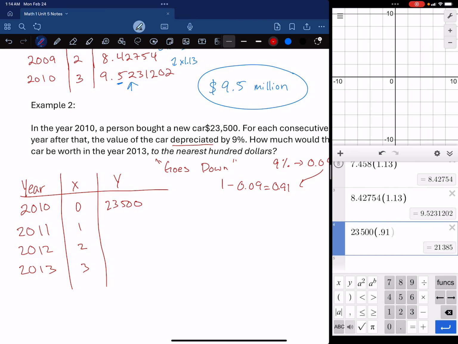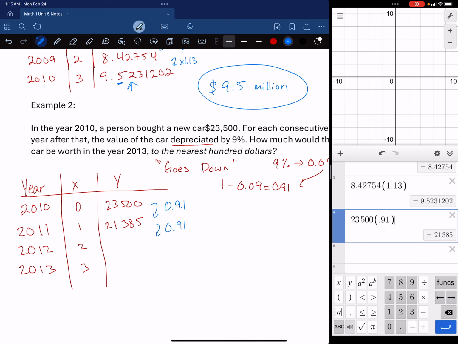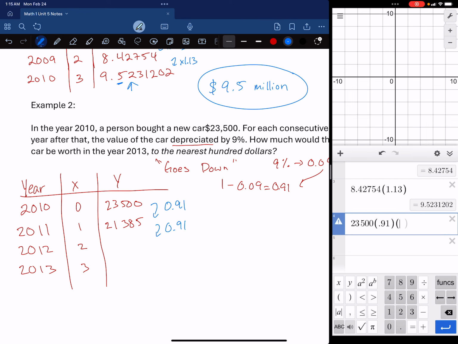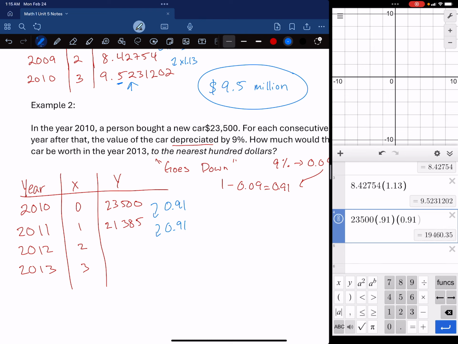So after 1 year, my car depreciated. It's now worth $21,385. Okay, it's after 1 year, right? All we did was multiply this number here by 0.91. We did the same thing, right? We're just going to multiply by 0.91. So I'm going to take this number here. We already know that 21,385 is the number. So I'm going to go ahead and multiply by 0.91. Right, so now the value is 19,460.35. Again, do not round until the very end of the problem.